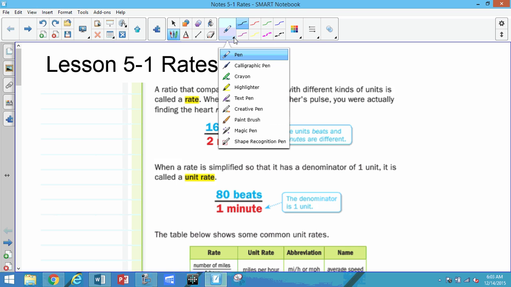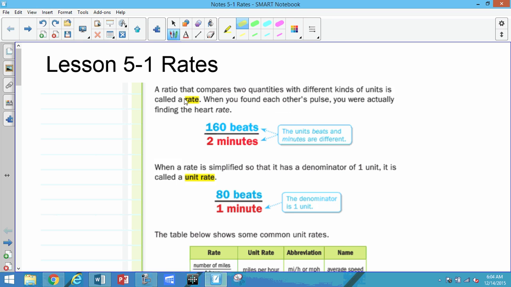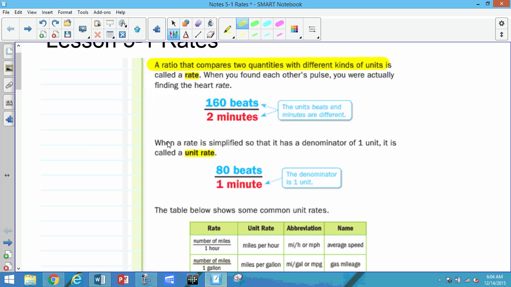Okay, so the lesson is on rates, and the first thing I want to do is make sure that you know what that is. A rate is a ratio that compares two quantities with different kinds of units. For example, you have 160 beats in 2 minutes. That would be a rate. You're comparing beats to minutes. The labels are different.